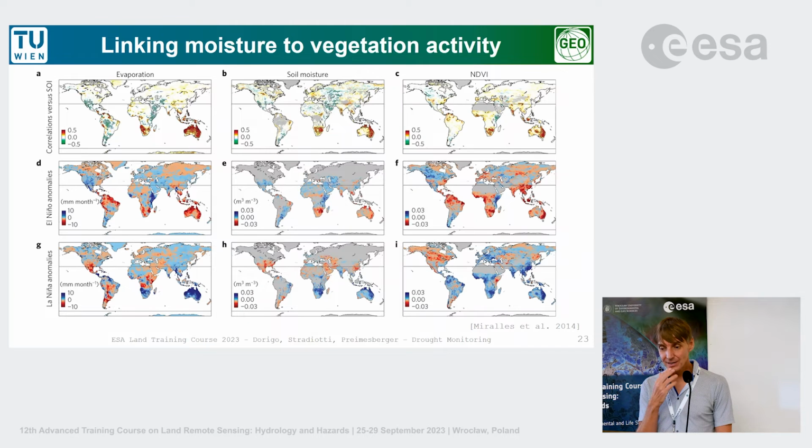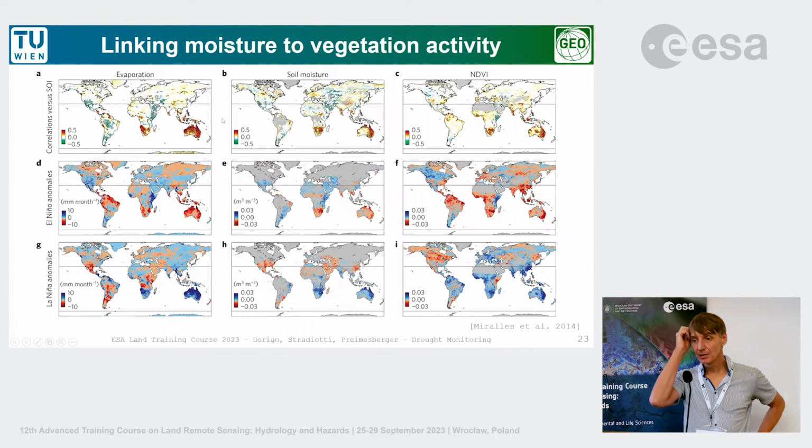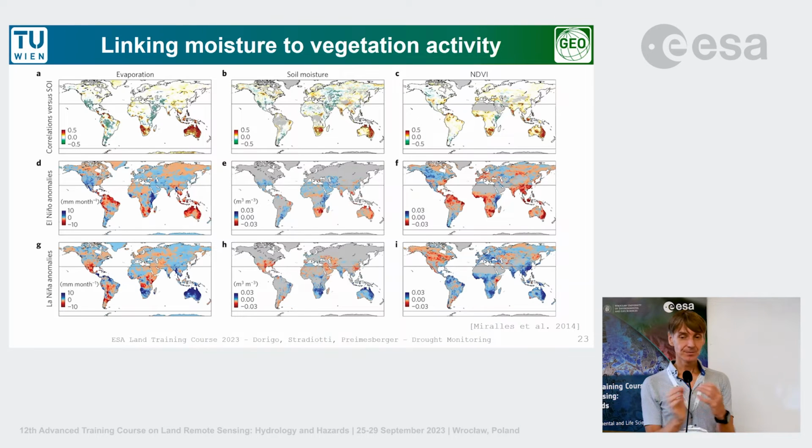This is an example from a paper, so already pretty old. But I think it still nicely shows how tightly soil moisture and vegetation activity are linked. And these are linked through evaporation. So at the left you have evaporation, in the middle soil moisture, and here you see NDVI.